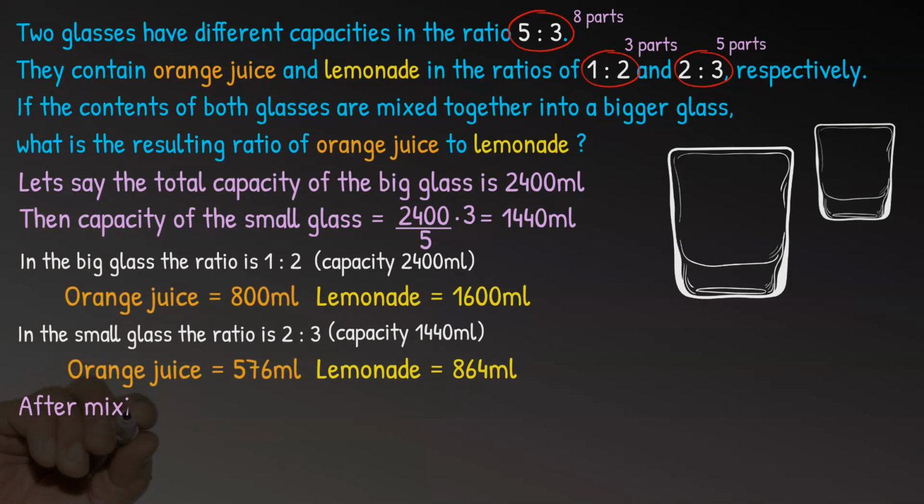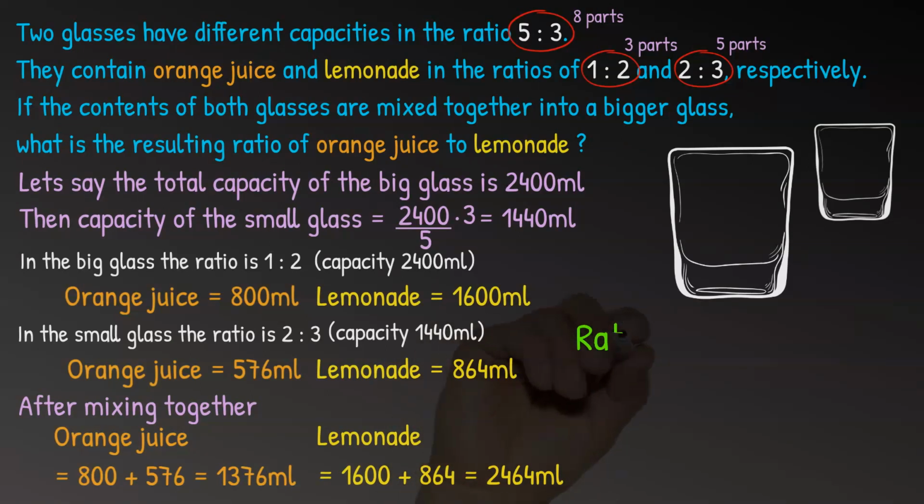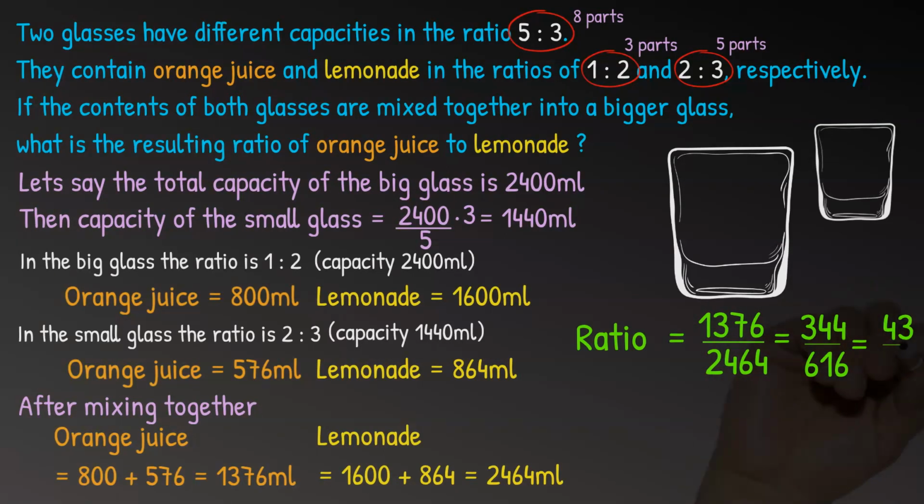Now after mixing the contents of both glasses, we have to add the volumes together. So the orange juice is now 1,376 millilitres, and the lemonade is 2,464 millilitres. So the new ratio of orange juice to lemonade is 1,376 divided by 2,464. So if we reduce that down as far as we can go, we get to 43 to 77.